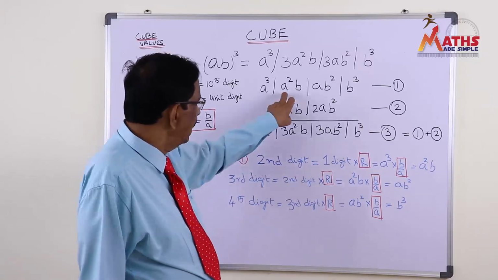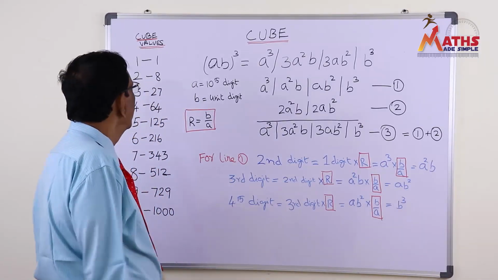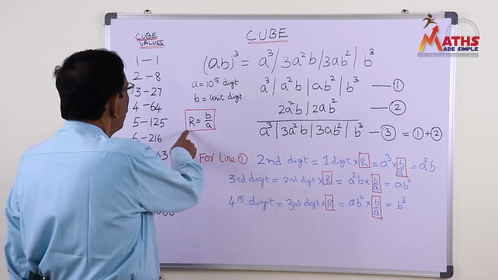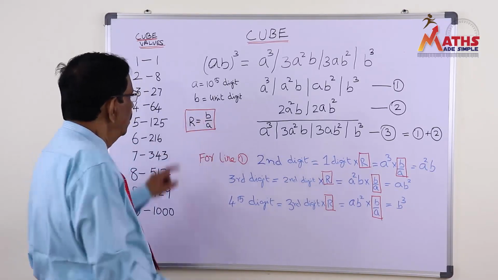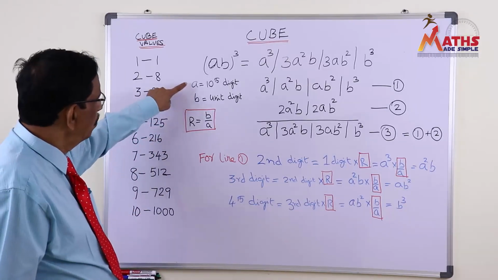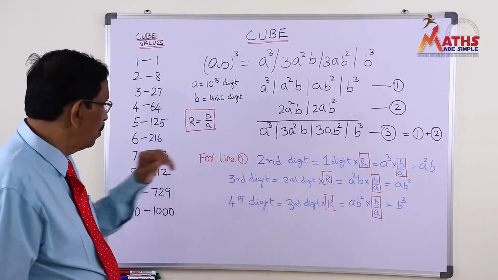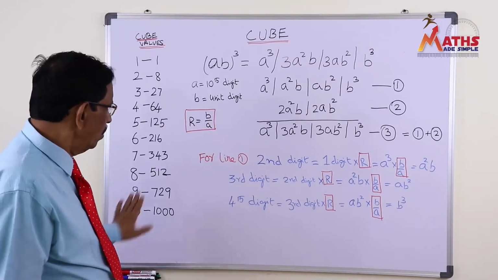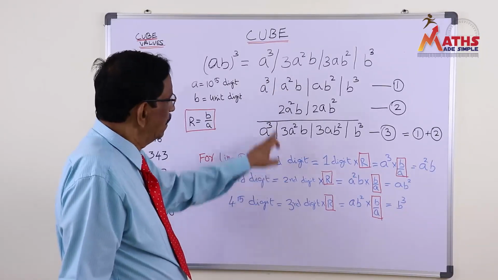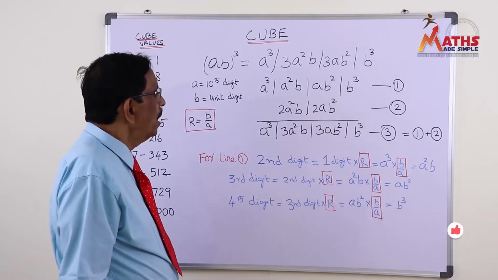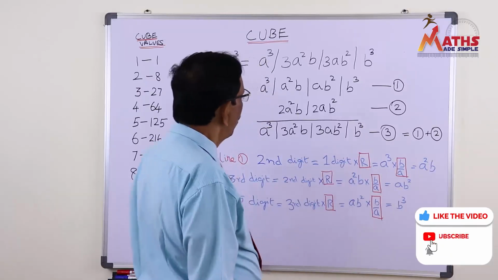Now the second digit, a square b. To arrive at that, we are working out a ratio called R. It is nothing but b by a, the unit digit divided by the 10th digit. That is what we call the ratio R. Now you take the first line. For the first line, the second digit, that is a square b, how are we arriving at it? Take the first digit, multiply by ratio R.